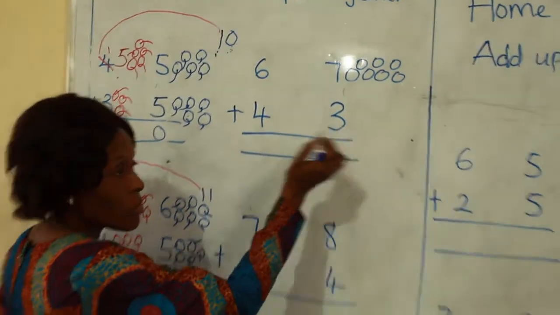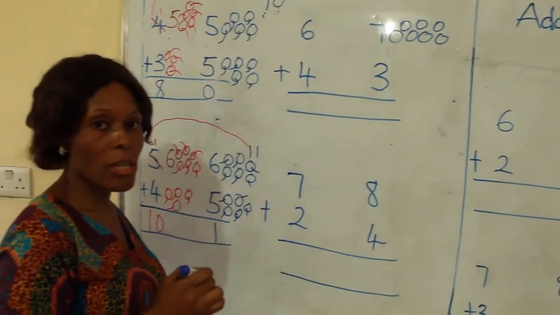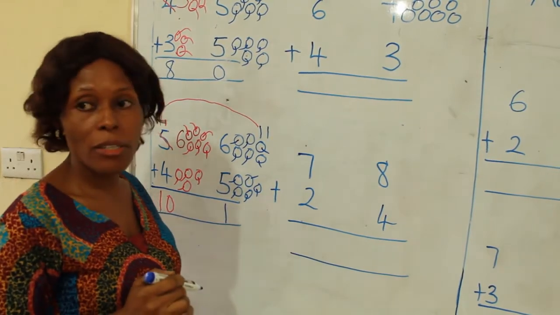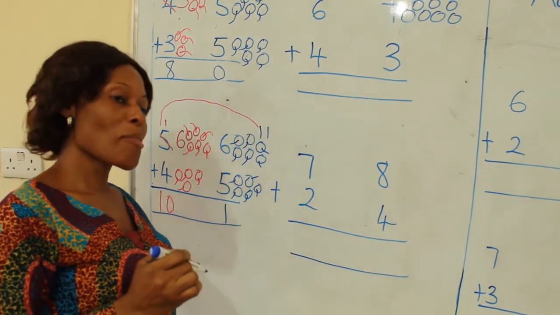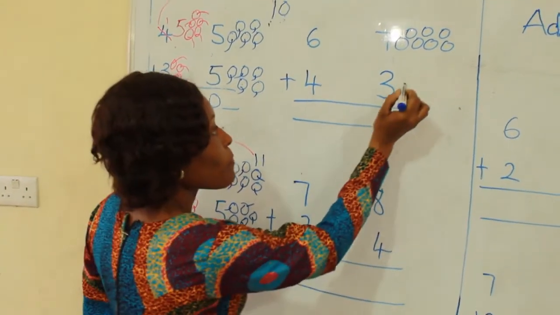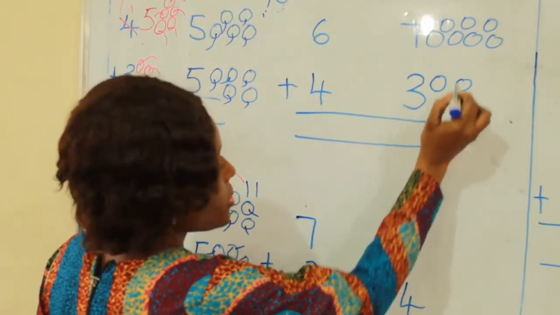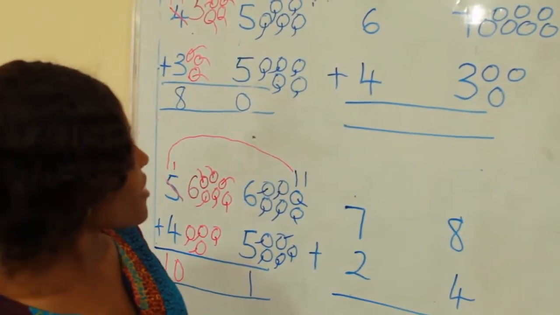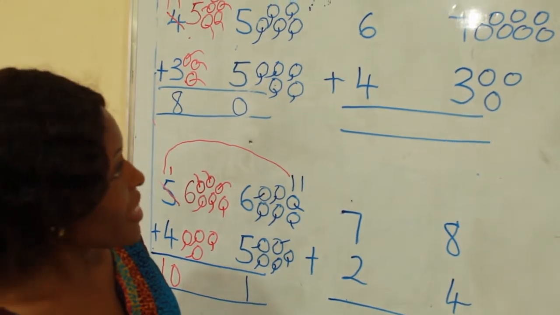Now let's go down to the next number, which is number 3. How many counters should we draw for number 3? 3 counters. Beautiful. Now let's draw 3 counters together. 1, 2, 3. Good. We've drawn 3 counters together.